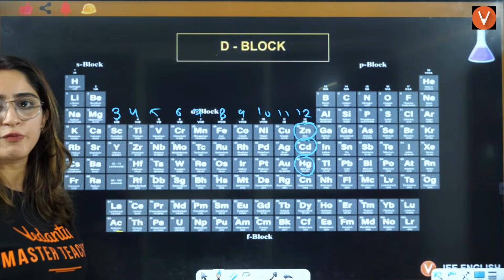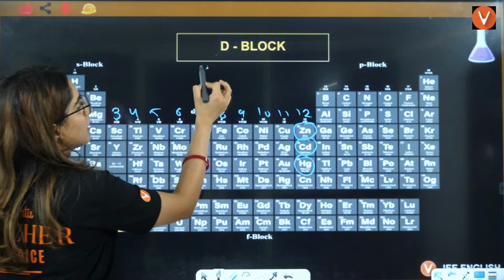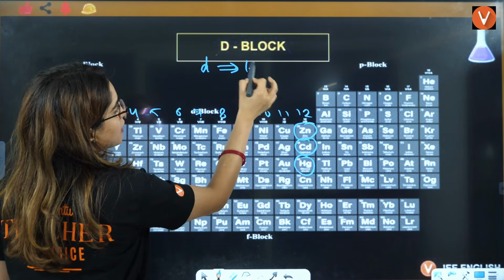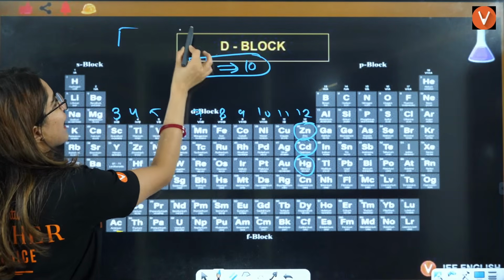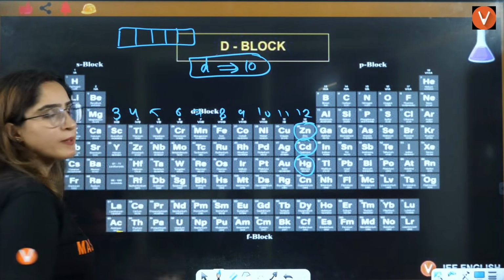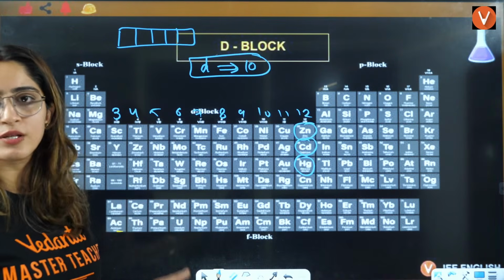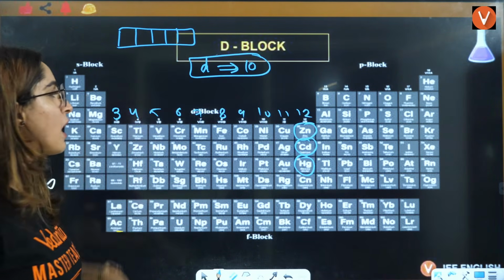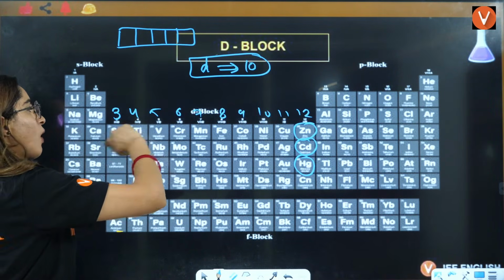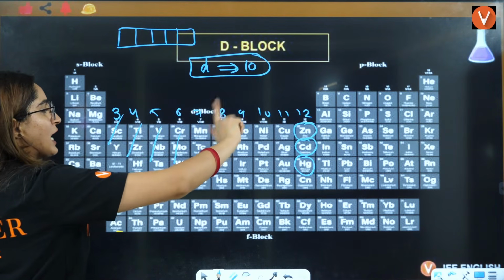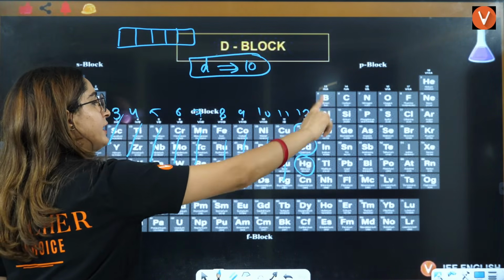So when you start, see in D orbital, how many electrons you can have? 10 maximum. You have 5 boxes for D orbital. So maximum 10 electrons you can fill here, right? So now it is filling 1, 2, 3, 4, 5, 6, 7, 8, 9, 10.